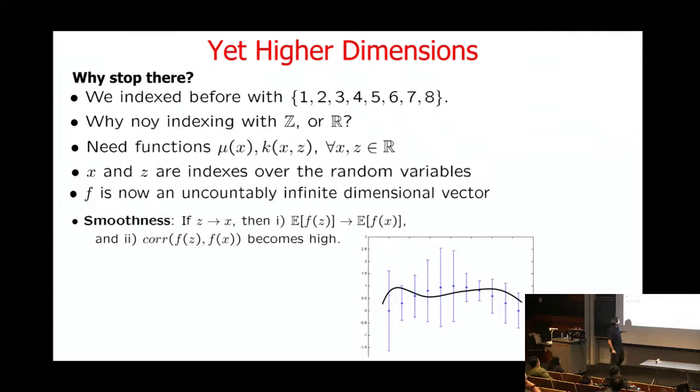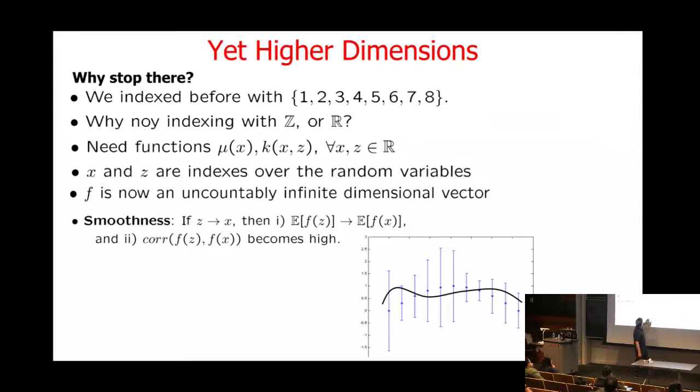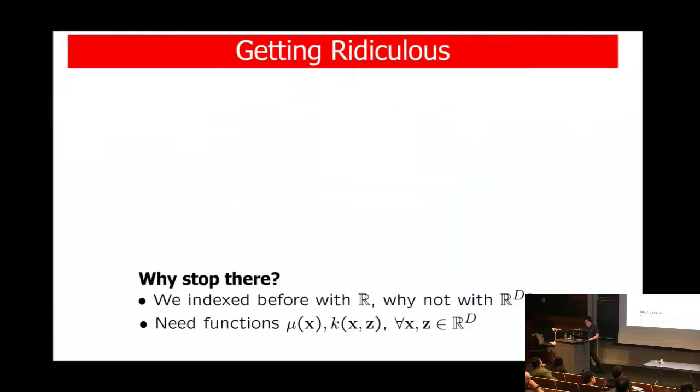If I have two indexes x and z, what I want in order to generate continuous functions is that the means of these Gaussian distributions should converge. So the expected value of f(z) should converge to f(x). And if the indexes x and z are converging to each other, then their correlation should be higher and higher. This way we can generate continuous functions. For each index x, there's a Gaussian distribution. The mean of that Gaussian distribution is denoted with mu(x). And for any x and z indexes, their covariance is denoted with this function k(x, z). Okay, so that's just a very quick intro to Gaussian processes.